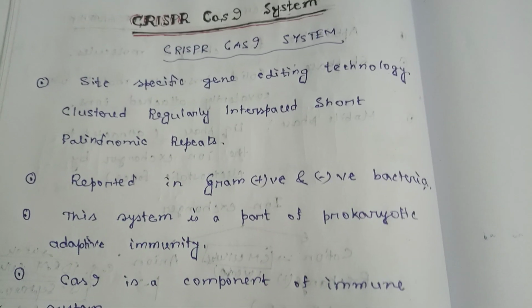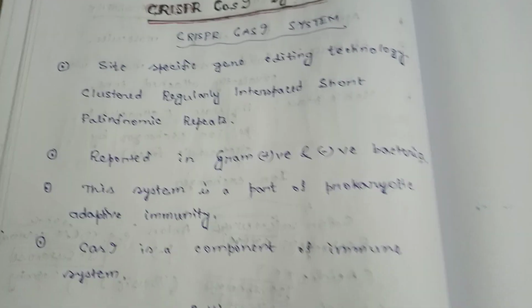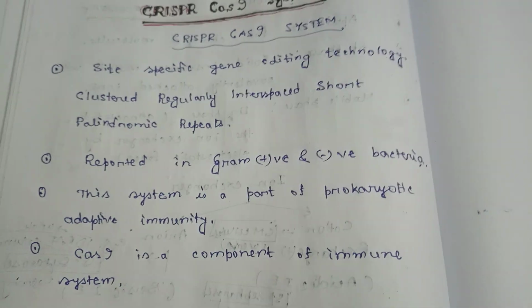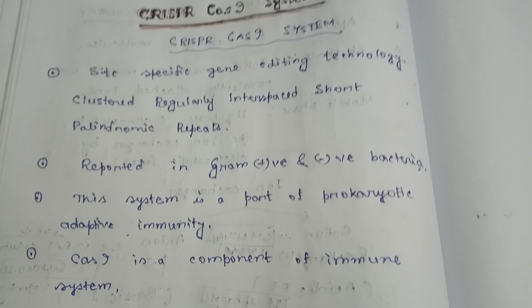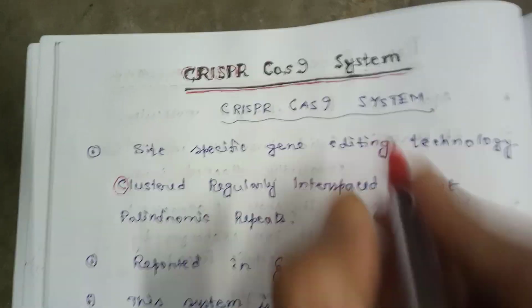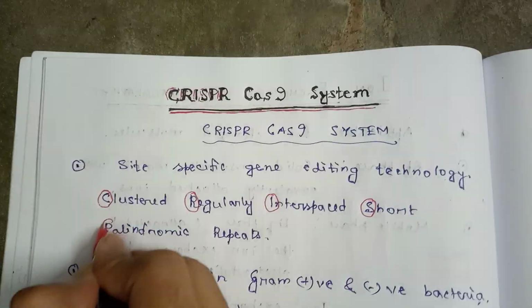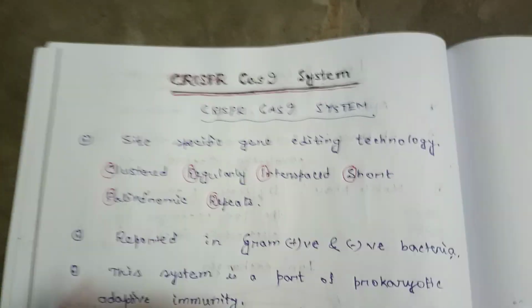So this is an editing technology of gene, okay, but actually this is a system that is a part of adaptive immunity of the prokaryotic system. CRISPR means clustered regularly interspaced short palindromic repeats.